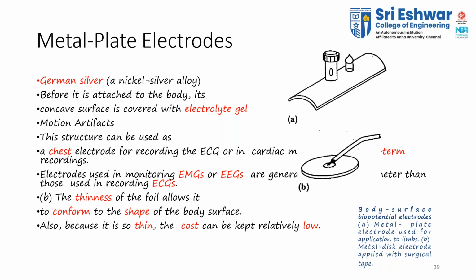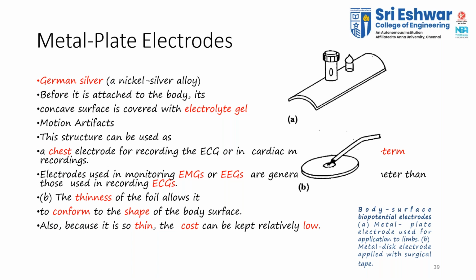Okay, so these are two types of surface electrodes. Number one is the metal plate electrode used for application to limbs, and B is the metal disc electrode applied with surgical tape. Surgical tape means they put tape on it. Okay, so this is metal plate electrode.